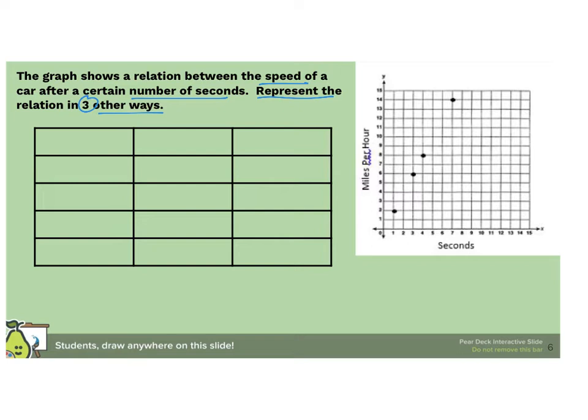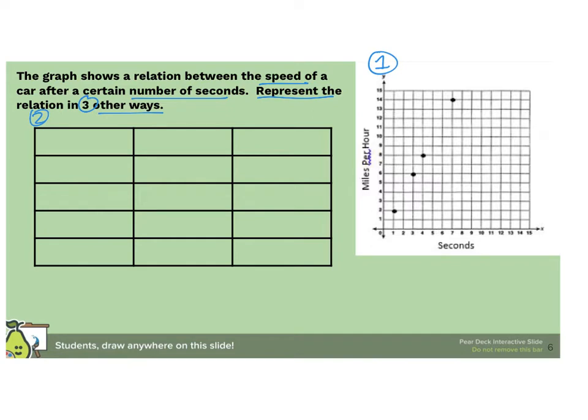So the graph is the first way that we're going to represent this relation. They've given me this table, so that's going to be the second way that we're going to represent it. And then we're going to figure out the other 2 ways.